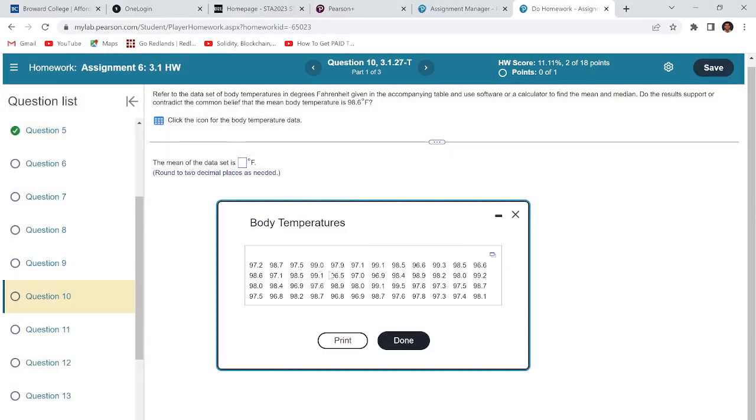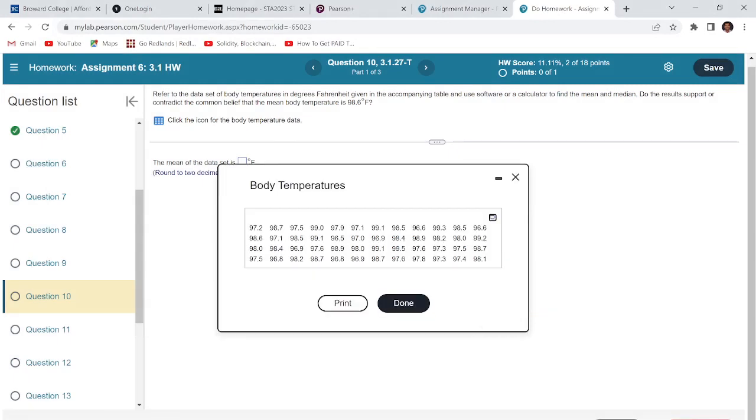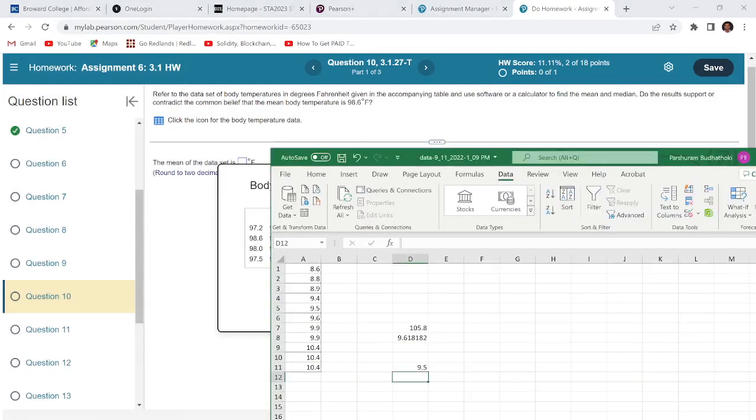So for this, 12 times 4 is 48 data. Do not try to use this huge data manually. You always have to use technology for finding the information we are looking for. We are looking for the mean, so we can copy this in Excel the way we did last time.